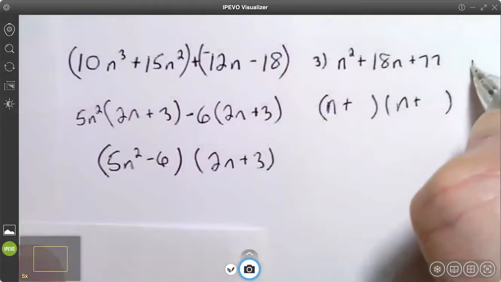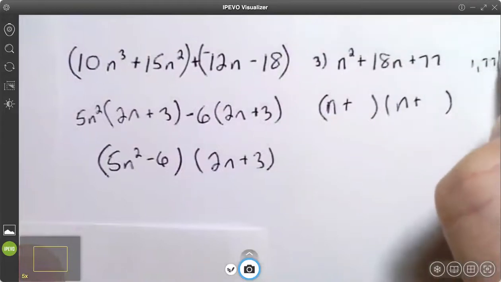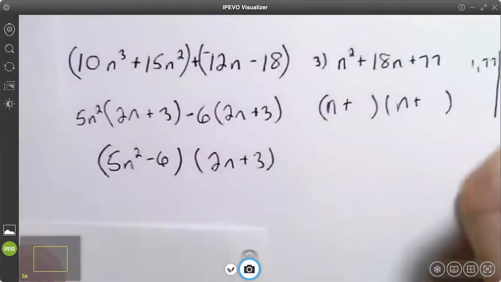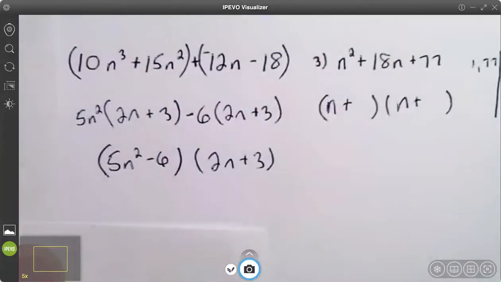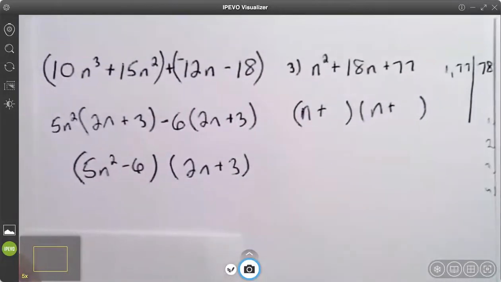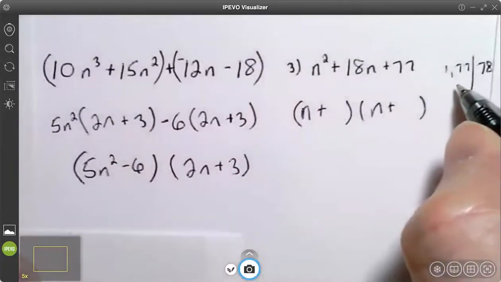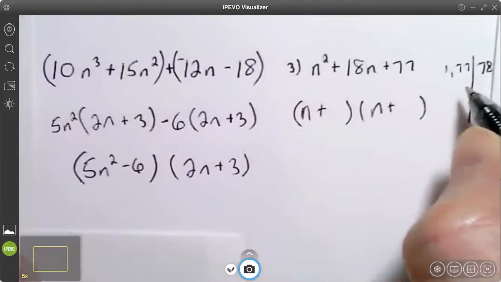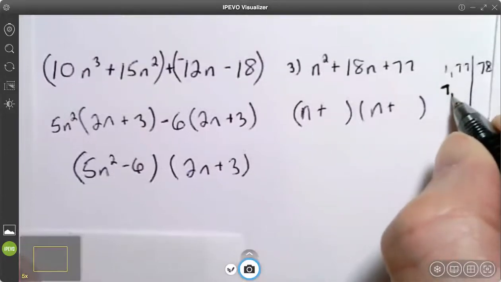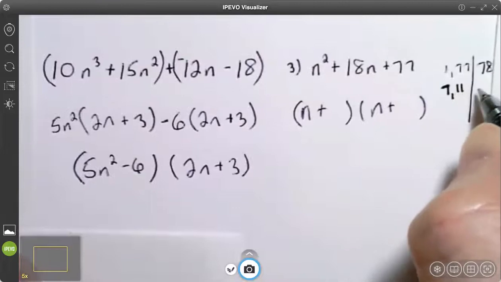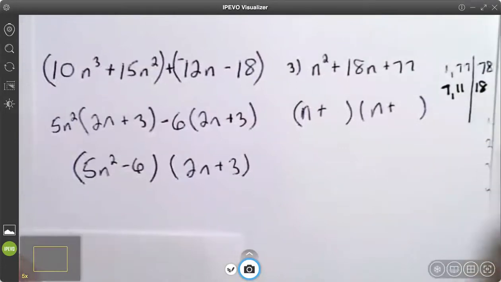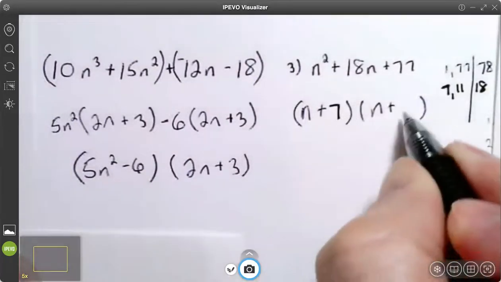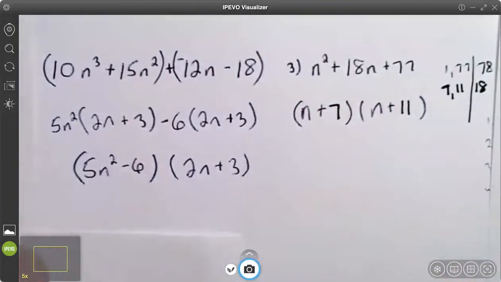I could do 1 times 77 is 77, but when I add them together, I get 78, so that doesn't work. 2 won't go in there, 3 won't go in there, 4 won't go in there, 5 won't, 6 won't, 7 will. 7 times 11 is 77. 7 plus 11 is 18. So those are our numbers, 7 and 11, and that is my answer.